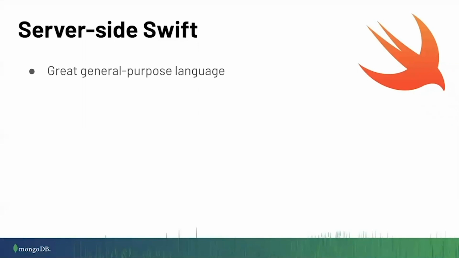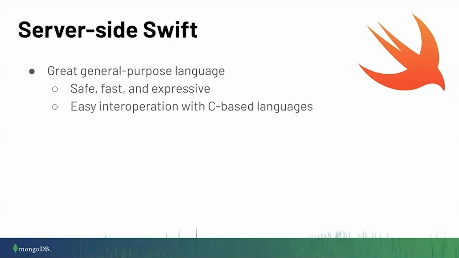Swift is a great general-purpose programming language. It is fast, has expressive syntax that's a lot of fun to write, and the design of the language enforces that you write very safe code. Swift also interoperates very easily with C-based programming languages.